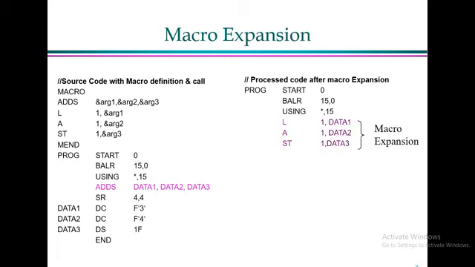After that SR, DC, DC, DS, this is macro expansion, and after that the rest of the program you have to write down as it is. This is nothing but the macro expansion.